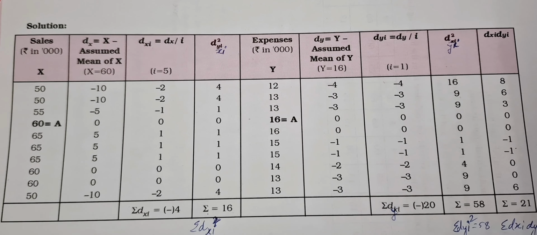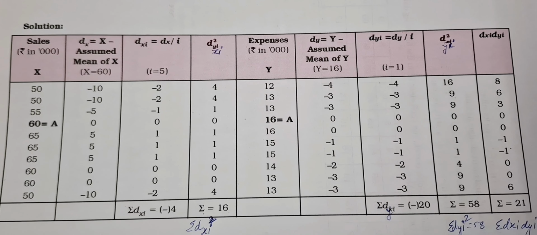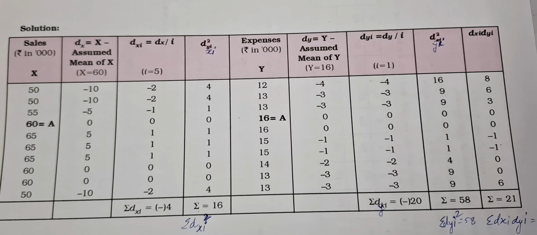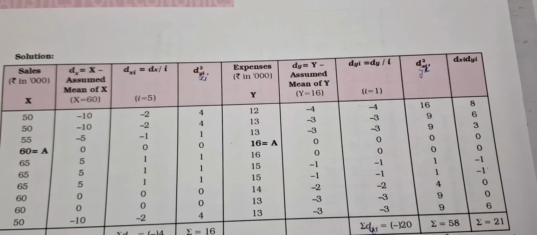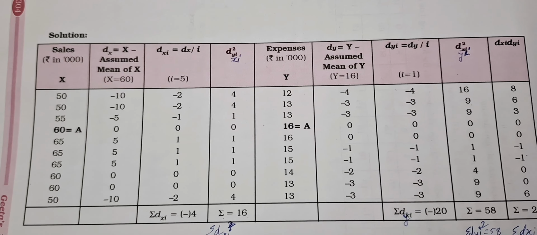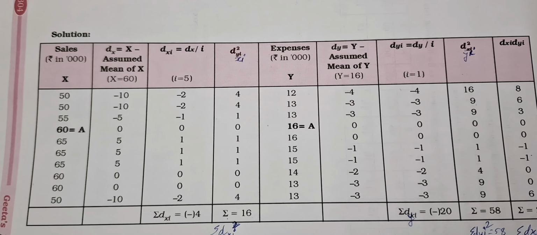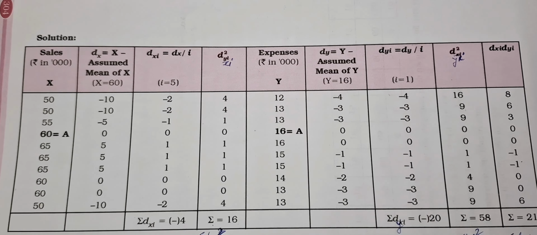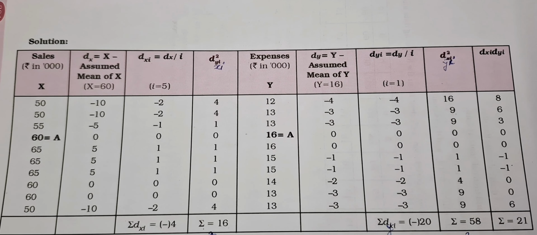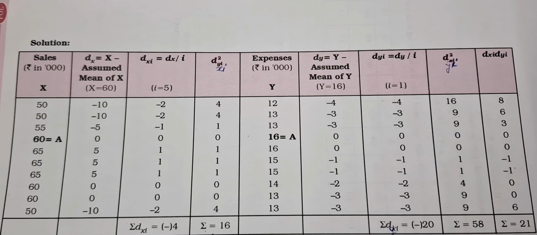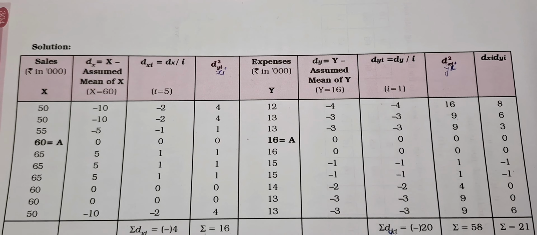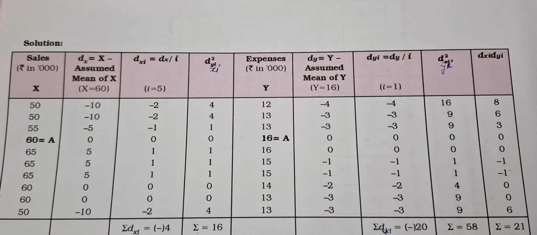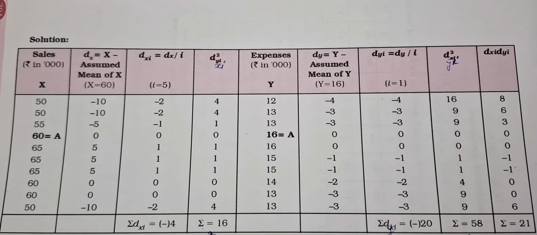Now the fifth column, expenses, y values. We will copy them from the question as it is and choose 16 as the assumed mean. The sixth column now, dy equals y minus assumed mean of y. We have chosen 16 as the assumed mean, so like earlier, we will now find the differences. 12 minus 16 is minus 4, 13 minus 16 is minus 3, like that we will solve it. Now the next column, seventh column, dyi equals dy divided by i. i is equal to 1. We have chosen 1 as the common factor now. So minus 4 divided by 1 will be minus 4. Minus 3 divided by 1 will be minus 3, like that.